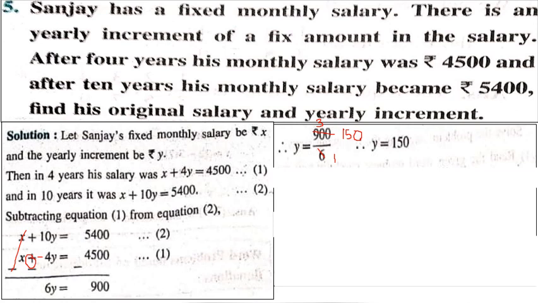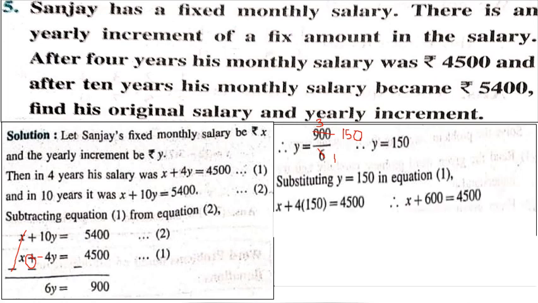So we got the value of y. Let us substitute the value in equation number 1 to get the value of x, because equation 1 is the smallest equation with the least coefficients. So x plus 4 into y, which is 150, is equal to 4500. 4 15s are 60, so 4 150s will be 600. That's how we get x plus 600 is equal to 4500.